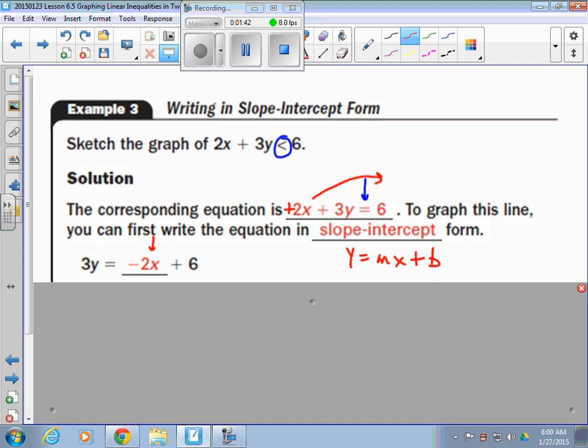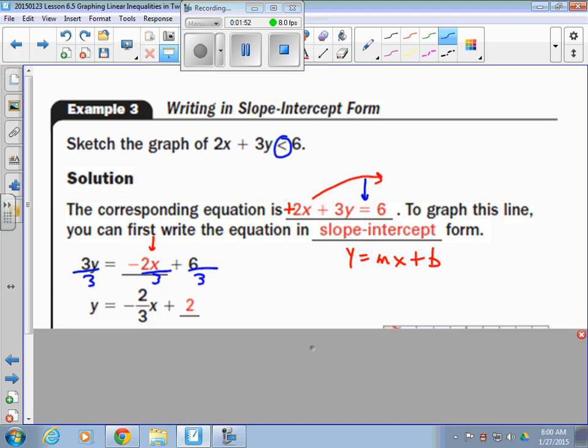In order to get y by itself, at that step, you divide by 3. Make sure to divide everything on the other side by 3. And you'll have negative 2 divided by 3, or negative 2/3 x, plus 6 divided by 3 is 2. Now this is in mx plus b form. We know how to graph this. This is the first way we learned how to graph after simply plugging in values for x and then plotting individual points and connecting the dots.